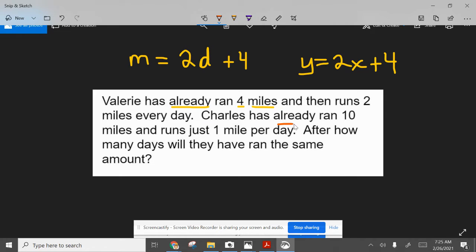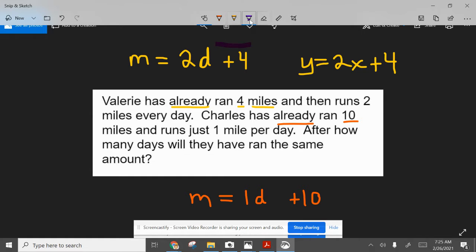All right, now, let's go ahead and do this other one. Charles has already ran 10 miles, all right? My miles equals, for Charles, we're going to start with 10. He already ran 10. And then he runs 1 mile per day. 1 mile per day, okay? But like I said, it could also be y equals 2x plus 4. Now what are we going to do? Well, if you learned in the lesson, we're going to set these equal to each other.